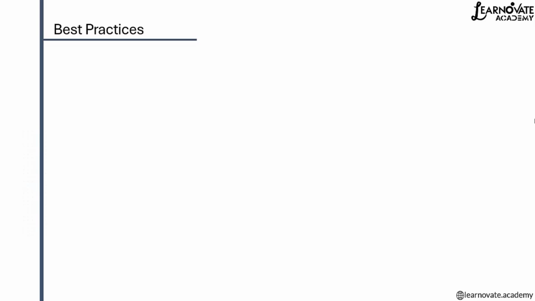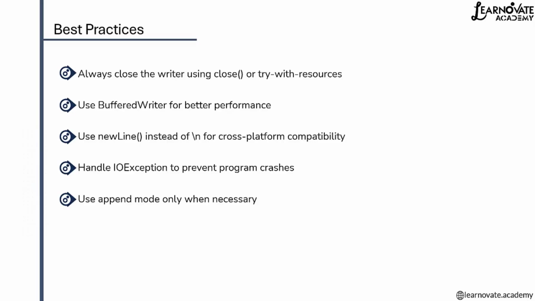Before we wrap up, let's look into some of the best practices which we can follow while writing to a file. Always close the writer object using close or using the try-with-resources option. Use BufferedWriter for better performance. Use the newLine method instead of \n for cross-platform compatibility. Handle IOException to prevent your program from crashing. Use append mode only when necessary to avoid accidental overwrites.